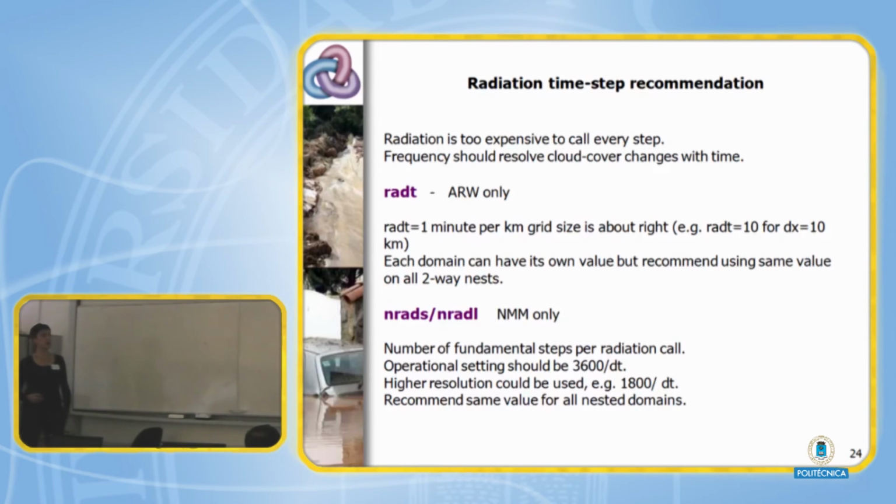And in NMM, it's different. You have a number of radiation steps for short wave and for long wave, and you can calculate the number of fundamental steps per radiation call. Operational settings should be 3600 by DT, but for high resolution, this one can be used. And what Olivier was telling about comparing models: in some of our tests, we are using 3,600, and we had a better result with 1,800, for example.